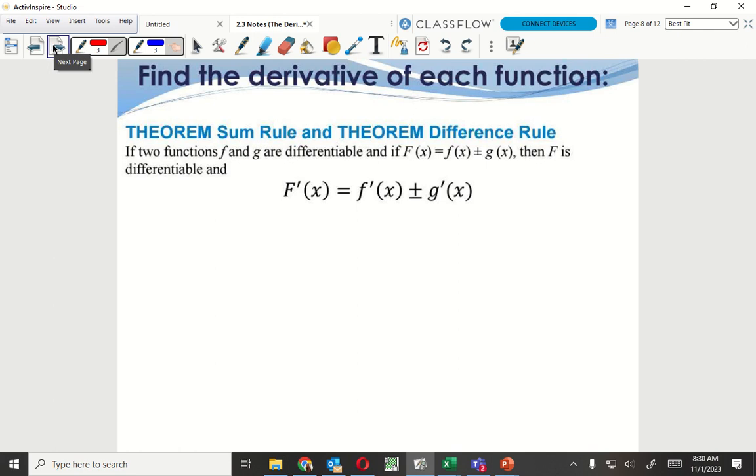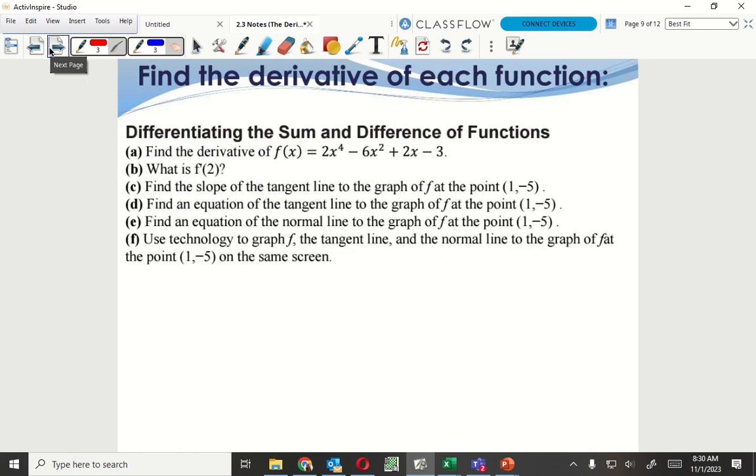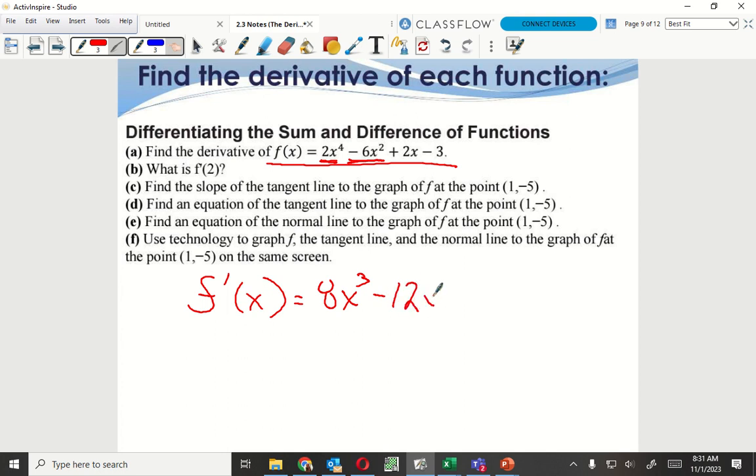All right, the derivative of a sum of two functions, f and g differentiable. Then we just add them together. Find the derivative of this. Okay, same rules apply. So what am I going to call it? F prime of x, very good. Now just do each term individually. So this first one is going to give me 8 x to the third power. Yep, negative 12 x to the first power, right? Very good.